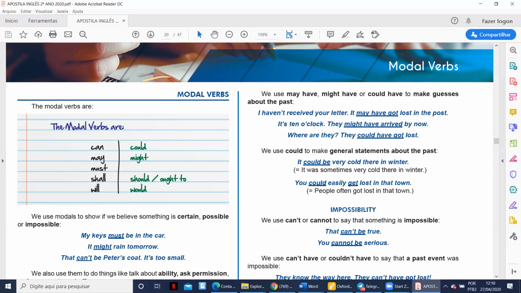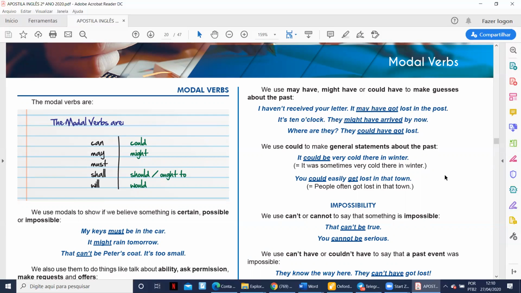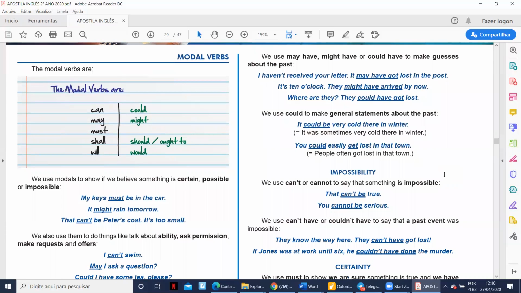Another example, it's 10 o'clock. They might have arrived by now. Let's say that they were supposed to arrive at 9. They might have arrived by now. So I use may, might, and could with have to refer to the past, okay? And, you know, the past form of can is could. So if I use can for possibility in the present, I use could for possibility in the past.